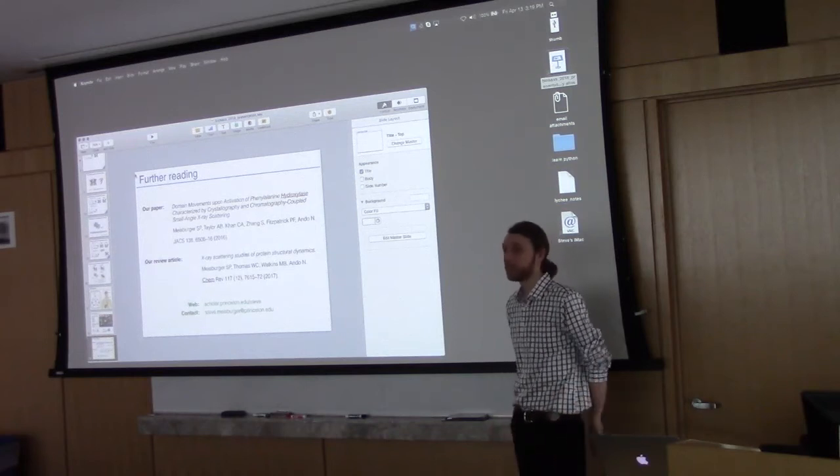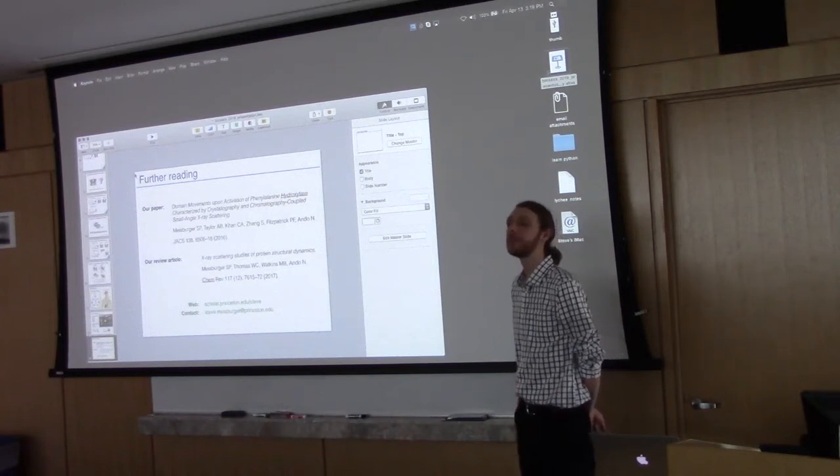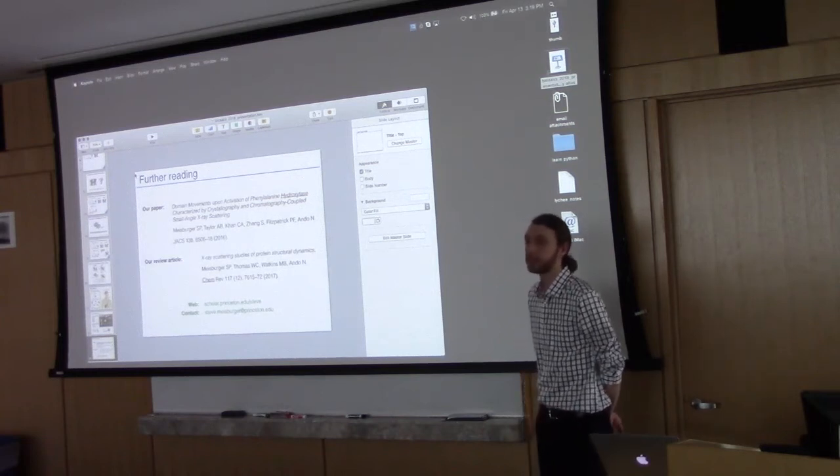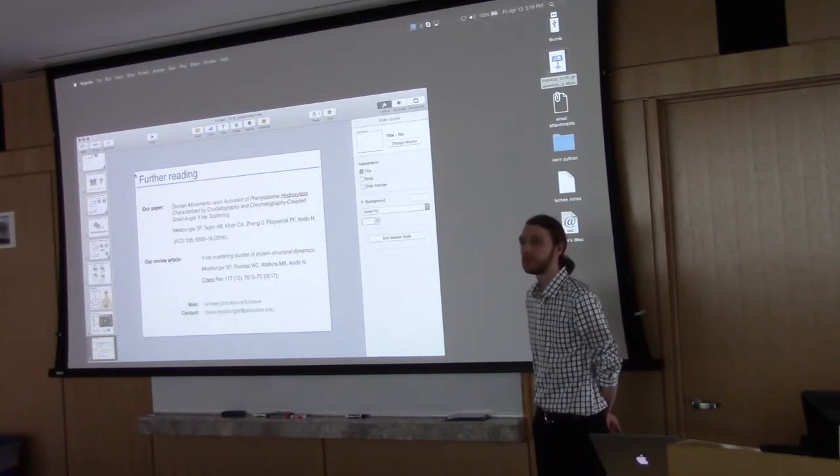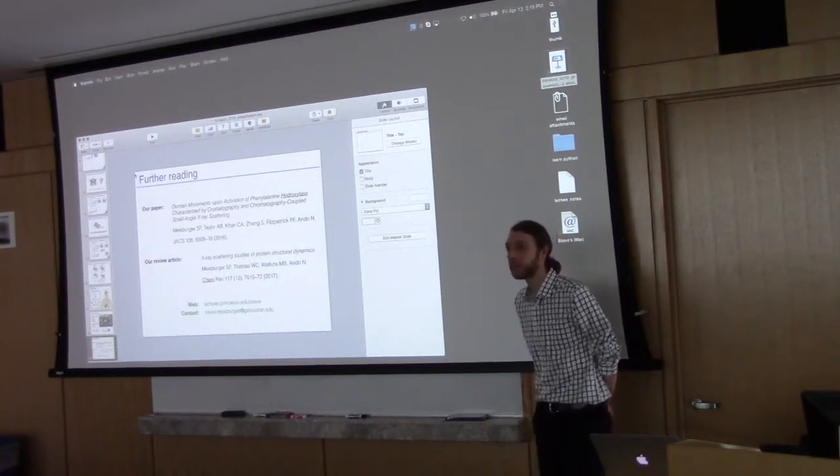It's a good question. You had mentioned that PKU is a genetic disorder. Yes. Does that happen to be mapped back to a mutation somewhere in the ACT domain? Oh yeah, that's a great question.